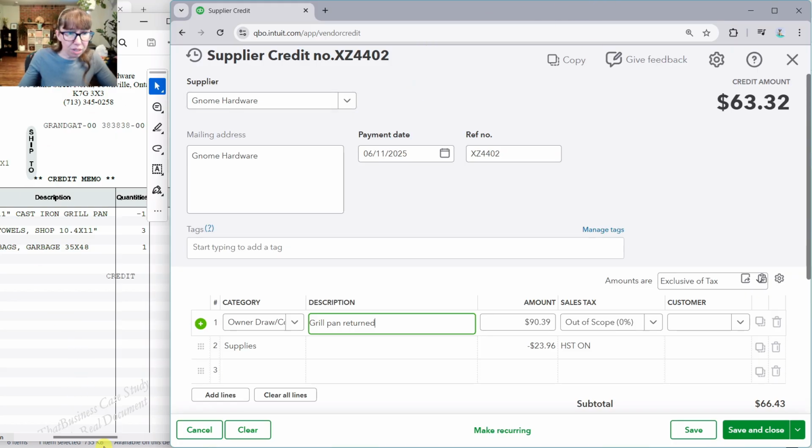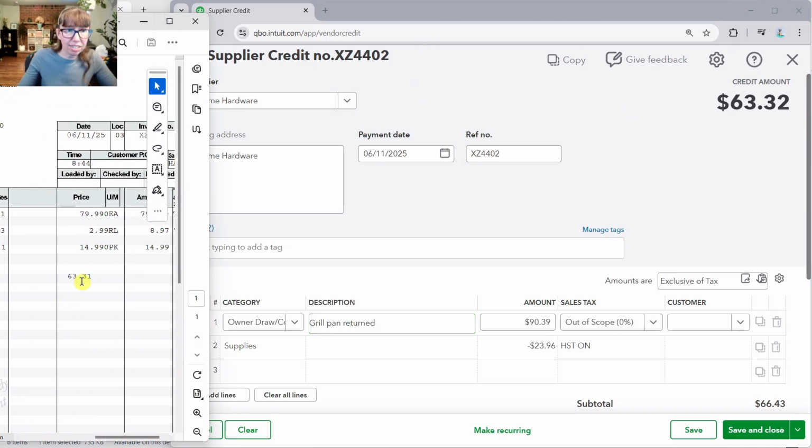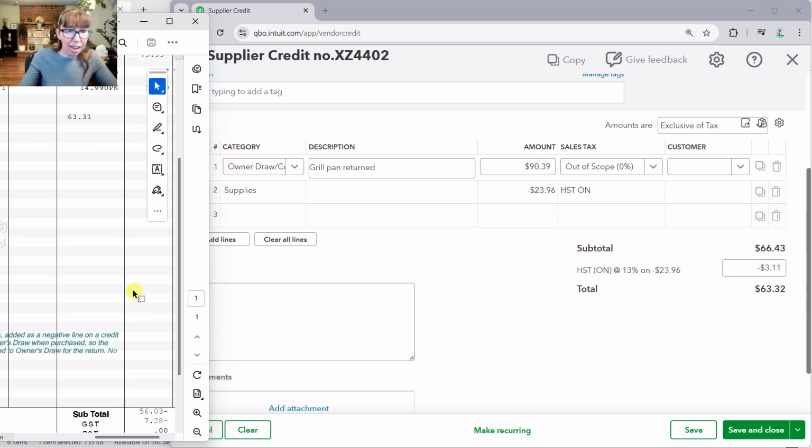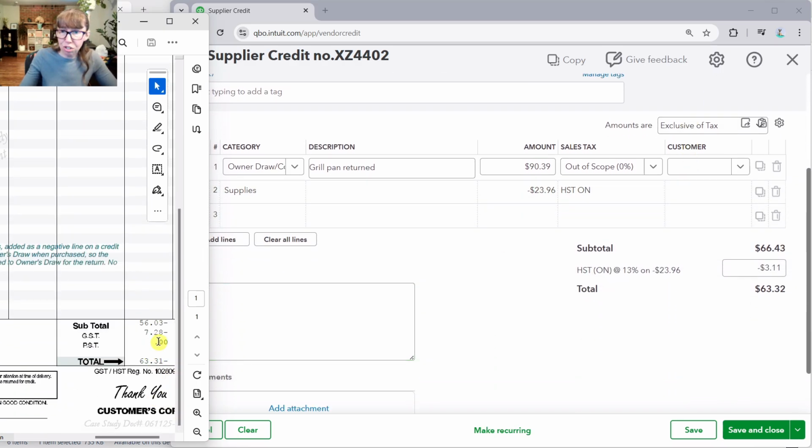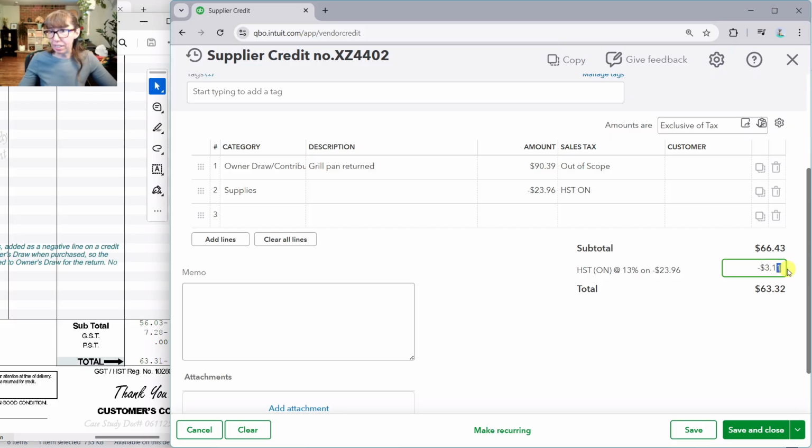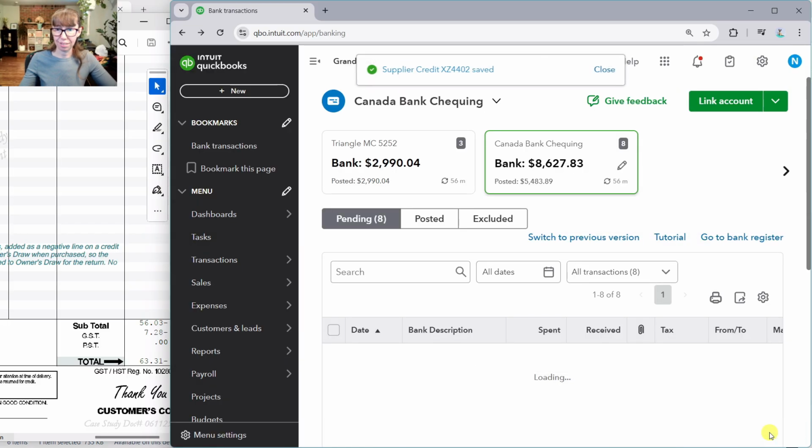So let's confirm that the amount matches. We've got a credit of 63.31 and this is 63.32. So actually the HST is 7.2. Oh, what's interesting is there's probably rounding. We don't know if it's on the owner's draw or the supplies. I'm not too worried about a penny, so I'm just going to go ahead and make that 12. And then this is now 63.31, which matches the total of the credit. So now we can go save and close.